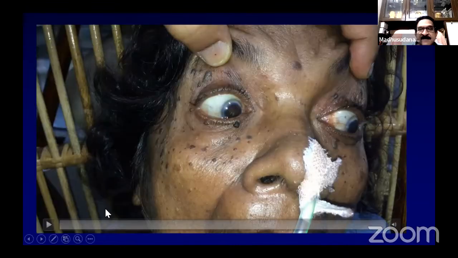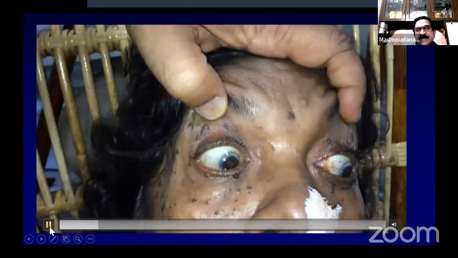See, this is another case of lateral medullary syndrome. His eyes are deviated to the left side.